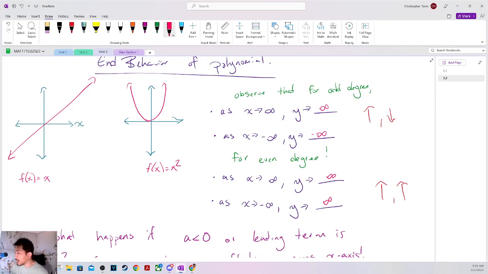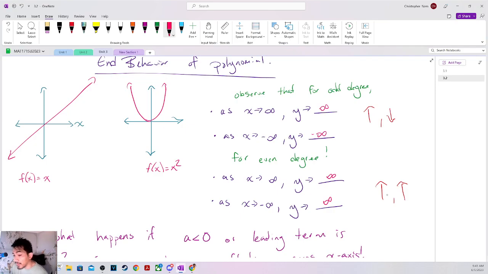Now, let's talk about even degrees. All right? Like x squared, x to the fourth, x to the sixth power, and so on. If I go to the right side, x approaches infinity, then y also approaches infinity. It goes up. Now, if I go to the left side, if x approaches negative infinity, y approaches positive infinity.